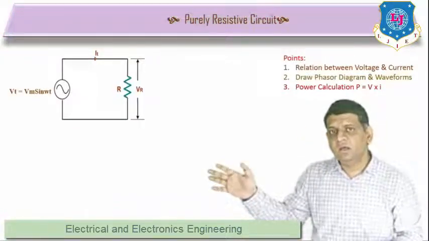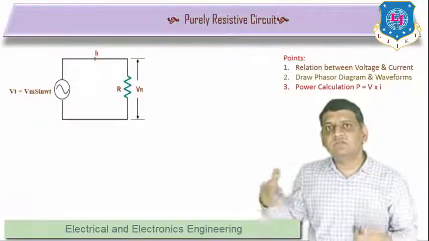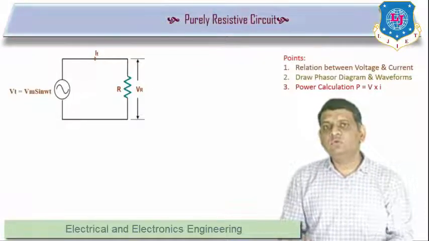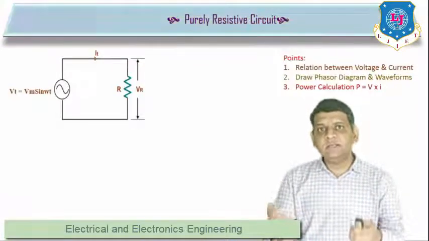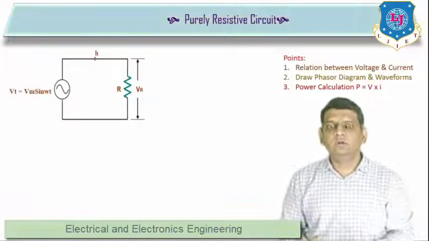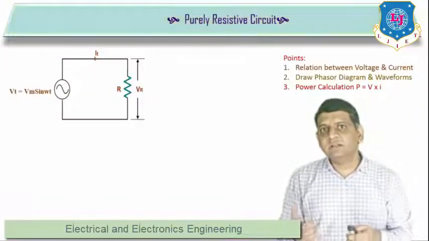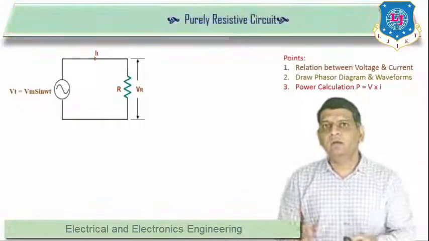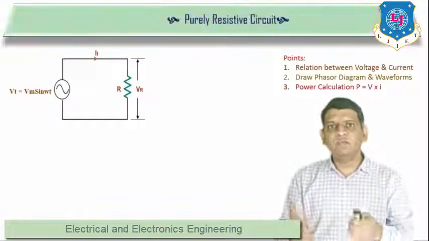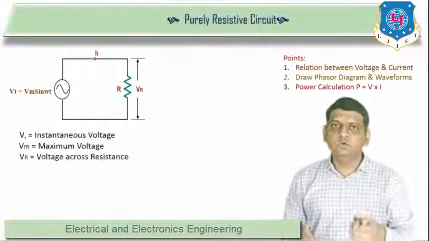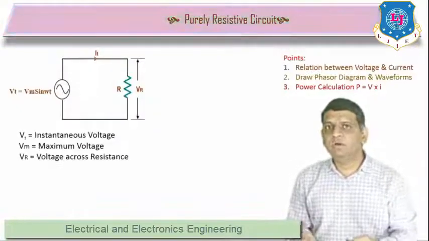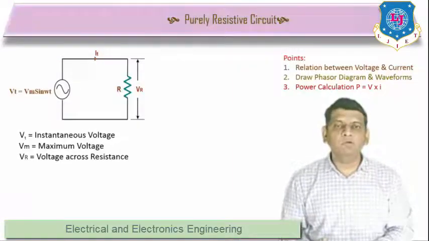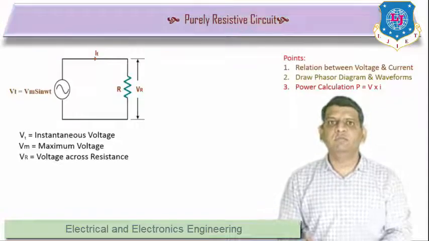As you can see in this network, there is only one resistance where we have applied v(t) = Vm sin omega t. This represents the AC voltage that we are applying to the single resistance. That's why we define this circuit as a purely resistive circuit. My aim is to find the behavior of resistance when you apply an AC signal. Here v(t) is the applied voltage, VR is the voltage drop across the resistance, and Vm is the maximum value of the applied voltage or AC signal.